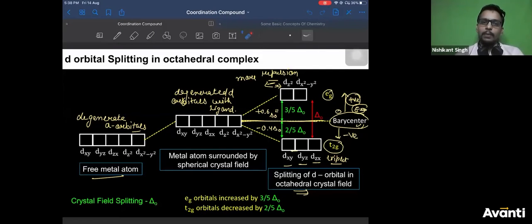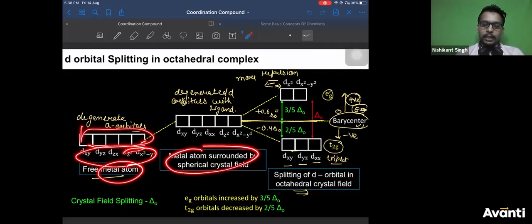So to summarize yesterday's class, metal d orbitals have degenerate energy in the free state. In the presence of ligand, their energy increases slightly. But then when ligand electrons and metal electrons interact with each other, they come close to each other, repulsion occurs, some orbitals increase in energy, some orbitals decrease in energy, right?